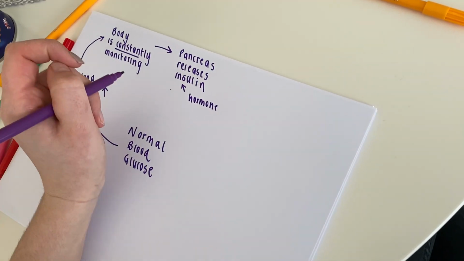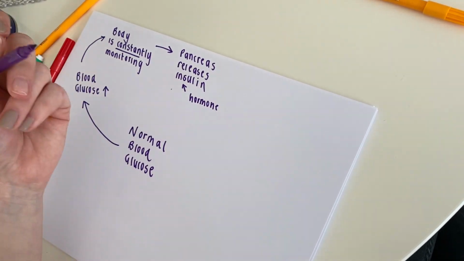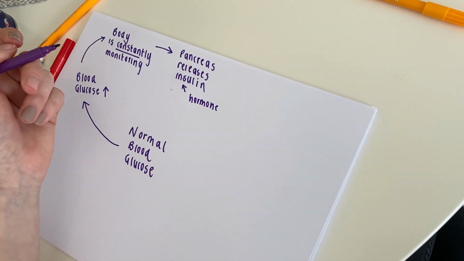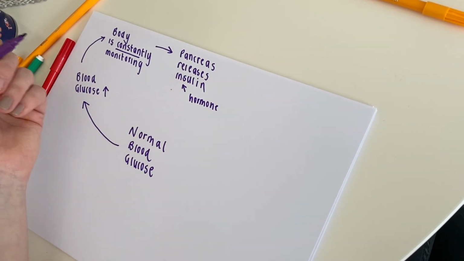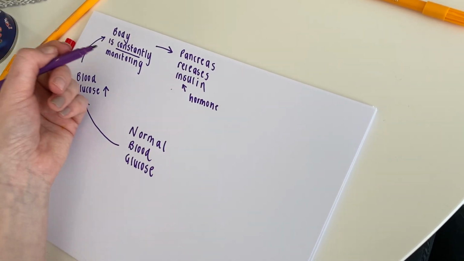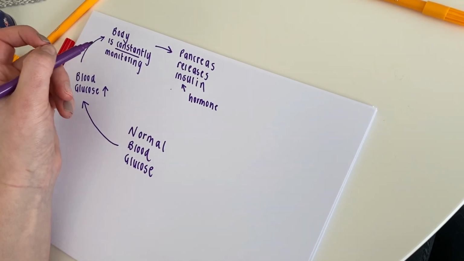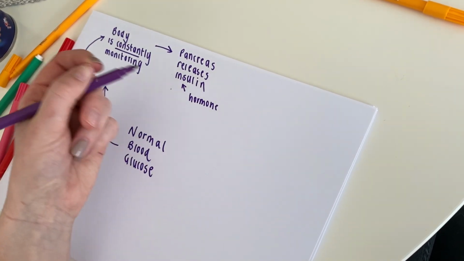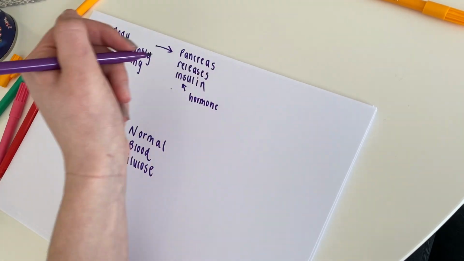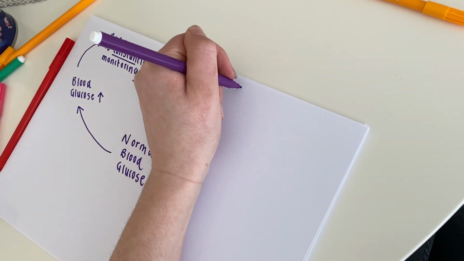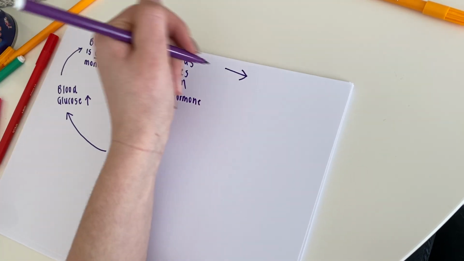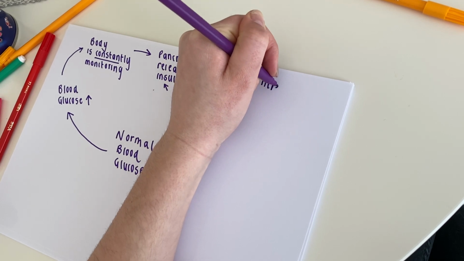Now, it is important to remember that if you were to be asked, what does insulin do? You cannot say that insulin controls blood glucose levels. It does in a way, but it has to be more specific than that. You have to say that insulin decreases or lowers blood glucose levels. And it does this in a couple of ways. It increases respiration.